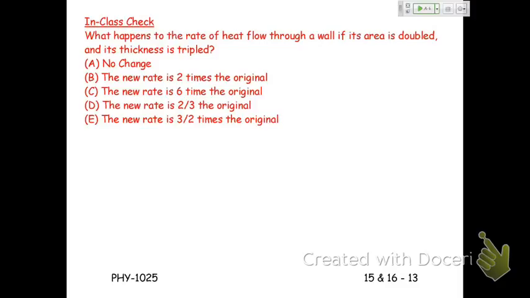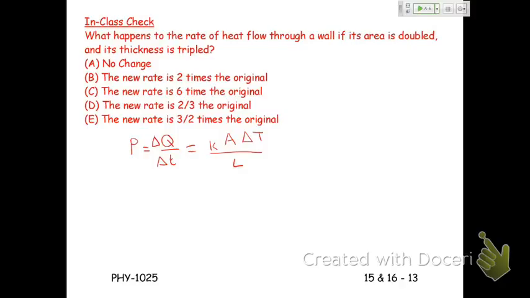It's really valuable. What happens to the rate of heat flow through a wall if the area is doubled and the thickness is tripled? Okay, so power is equal to the heat flow per time. So that's what it's asking about. The rate of heat flow means my power. And that equals K times A times delta T over L.